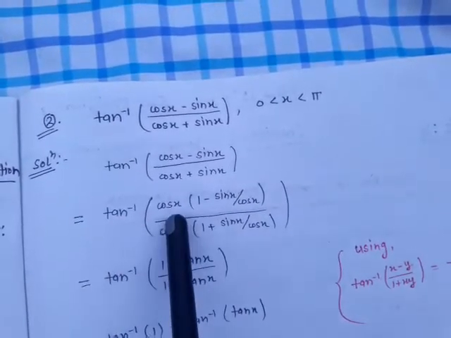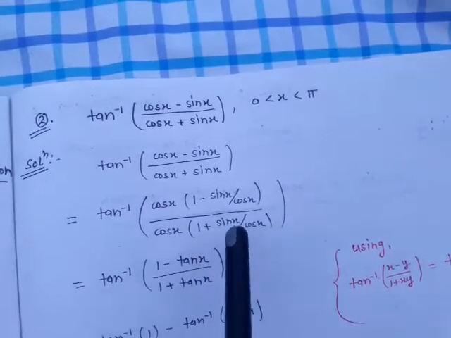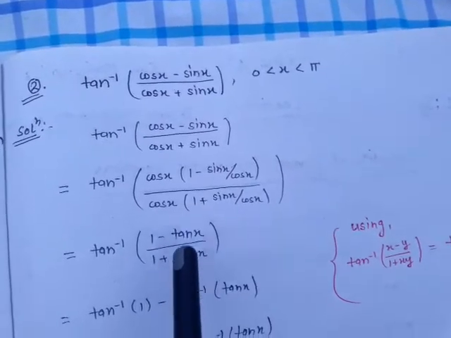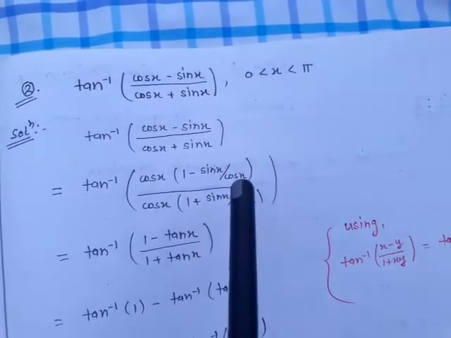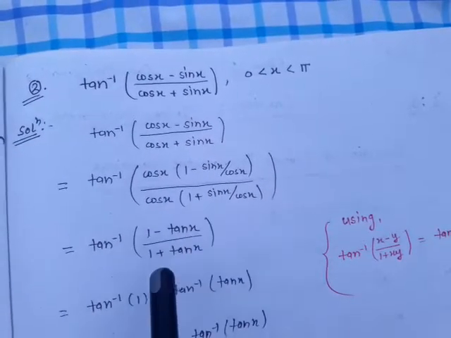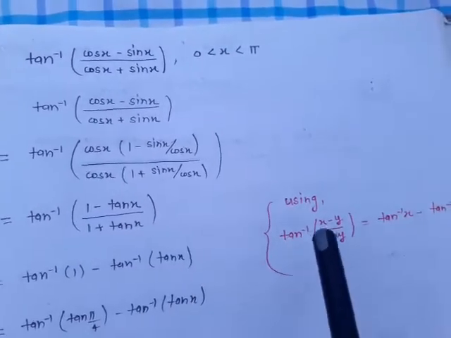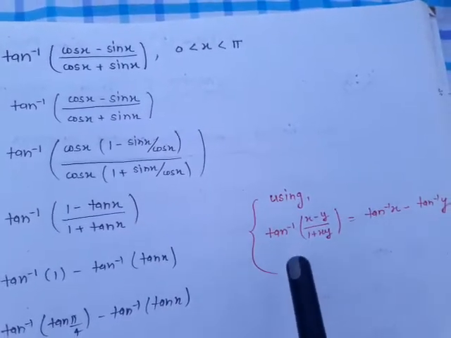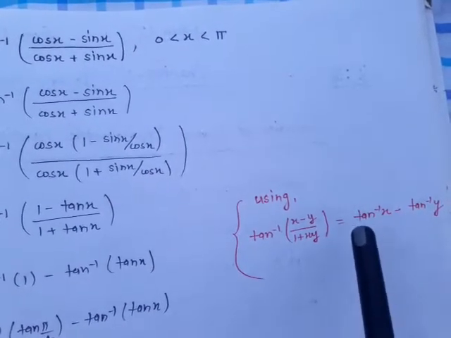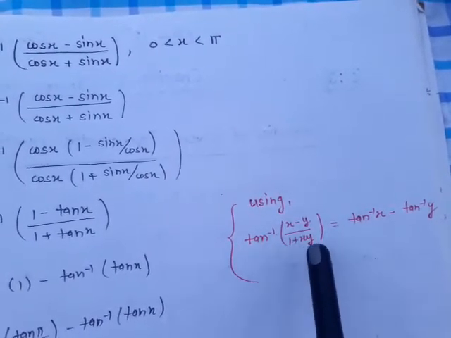Now inside tan inverse, taking cos x common, we get in the numerator 1 minus sin x upon cos x, and in the denominator cos x common, 1 plus sin x upon cos x. Cos x cancels out, which gives sin x upon cos x as tan x in both. So tan inverse of 1 minus tan x upon 1 plus tan x. This form occurs, and we know the pattern that tan inverse of x minus y upon 1 plus xy is equal to tan inverse x minus tan inverse y. That is, tan inverse x minus tan inverse y equals tan inverse of x minus y upon 1 plus xy.